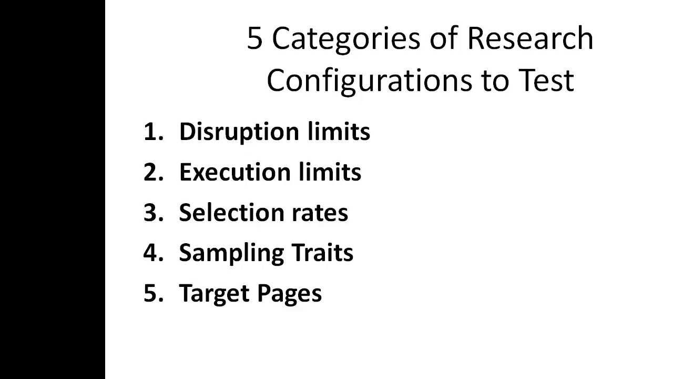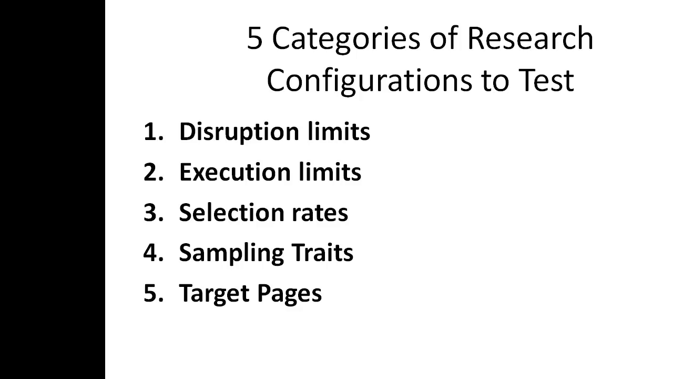There are 5 categories of research configurations you want to consider when testing your research. The first is the disruption limits. That's the overall governor that is placed on OnCue, and it sets the limits of how much research can be exposed to a single site visitor during their current browsing session. By default, this is set to 1.